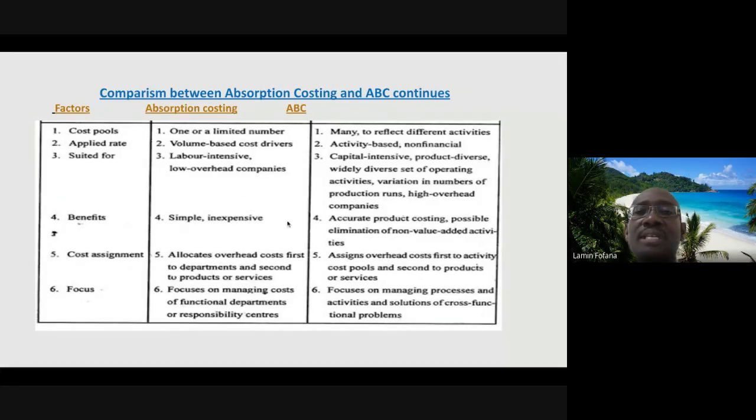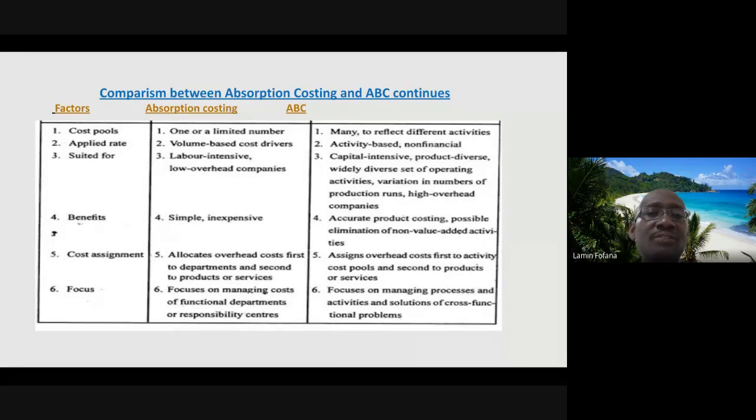It's, of course, suited for labor-intensive production. That's for absorption costing, whilst if you want to go into more mechanical stuff, capital-intensive production, you will use ABC, okay? So absorption costing, in other words, is limited, maybe to traditional production techniques. But if you need sophisticated, capital-intensive, machine-intensive production and you want to do your overhead apportioning, you cannot use absorption costing. So that's why absorption costing is kind of archaic. It's old-fashioned, but it's still useful as a benchmark for other costing techniques, okay?